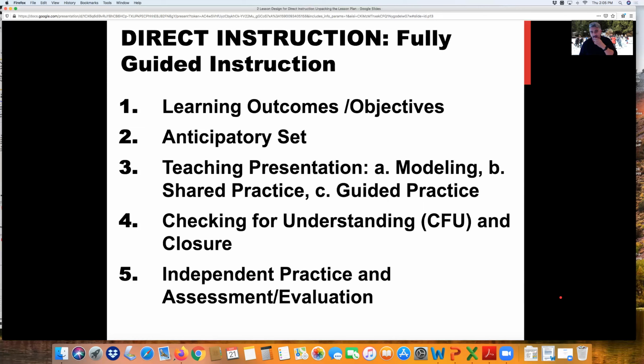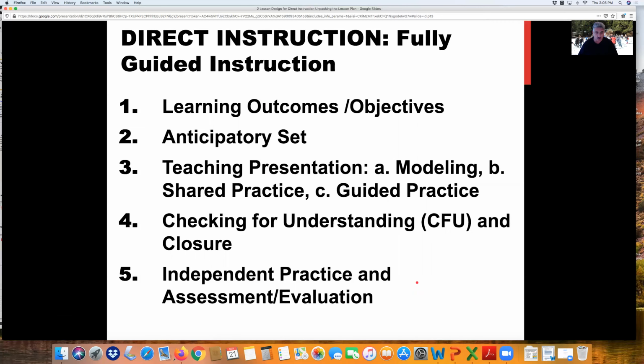But these are some of the areas you're going to develop: learning outcomes and then behavioral objectives. You're going to have an anticipatory set, a teaching presentation in a typical lesson, which includes modeling, shared practice, and guided practice, and checking for understanding. It looks like it only occurs here, but CFUs will really need to occur throughout the lesson. We'll talk more about that later. And then closure, some way of summarizing whatever was taught during that teaching act. And then the last part tends to be more like the independent practice.